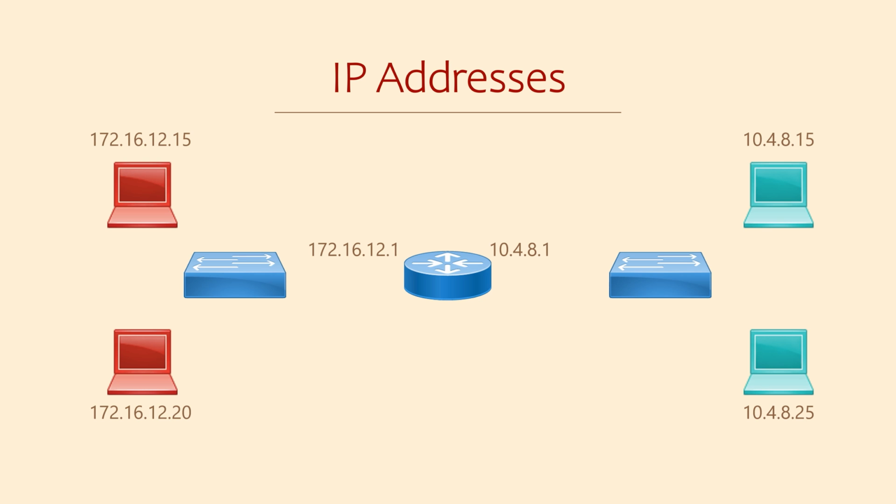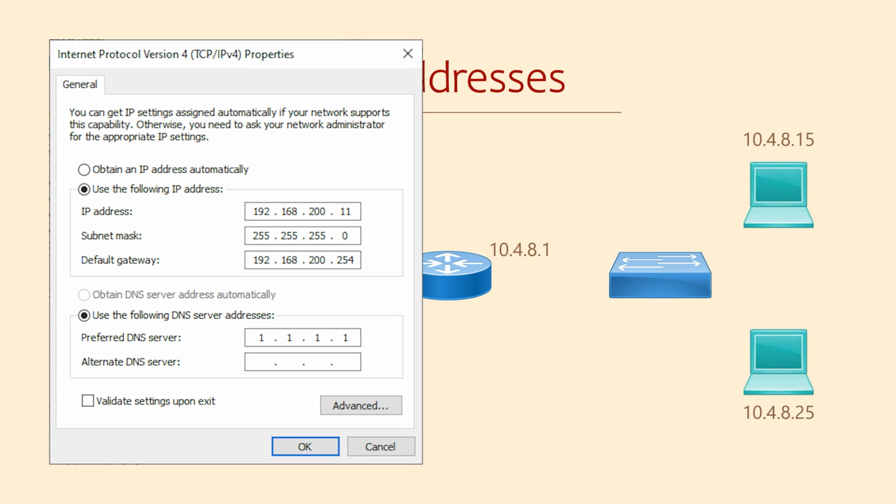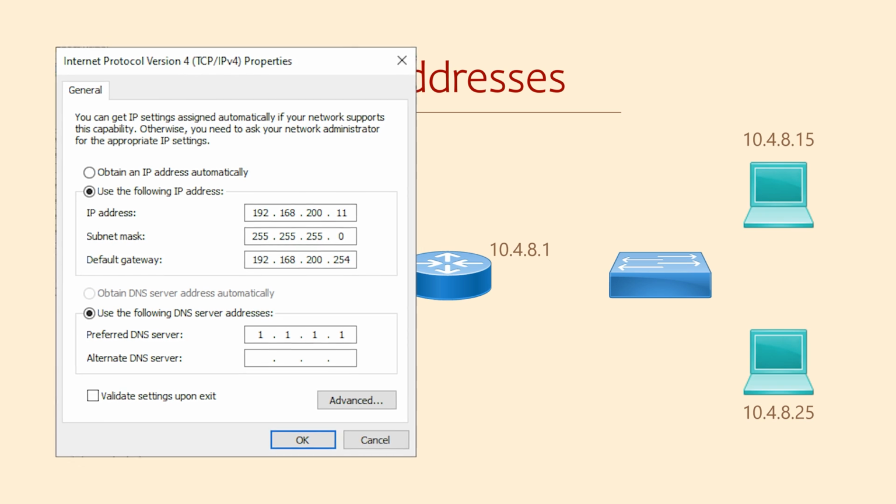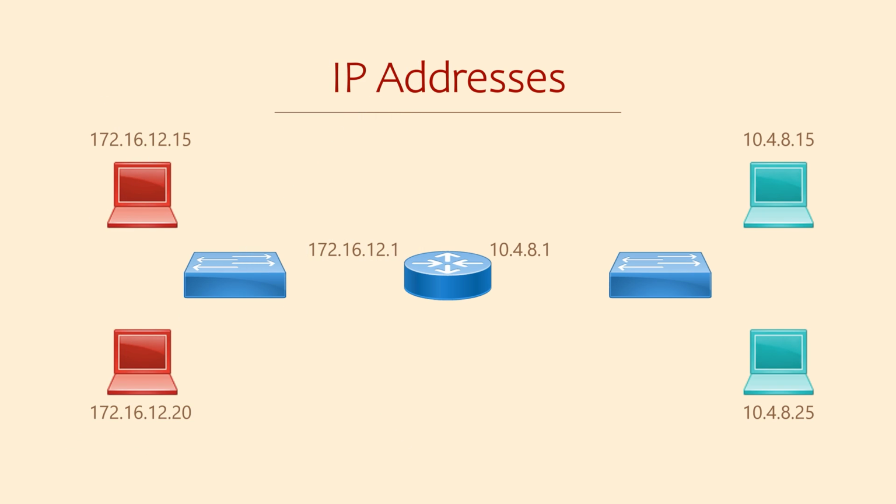Well, one of these questions is very easy to answer. How does the host device know where the router is? Devices have a default gateway. The one we're looking at here is from Windows. This is the IP address of a router in the local network. So if a device needs a router's help with forwarding a packet, this is the IP address that it will send the packet to.